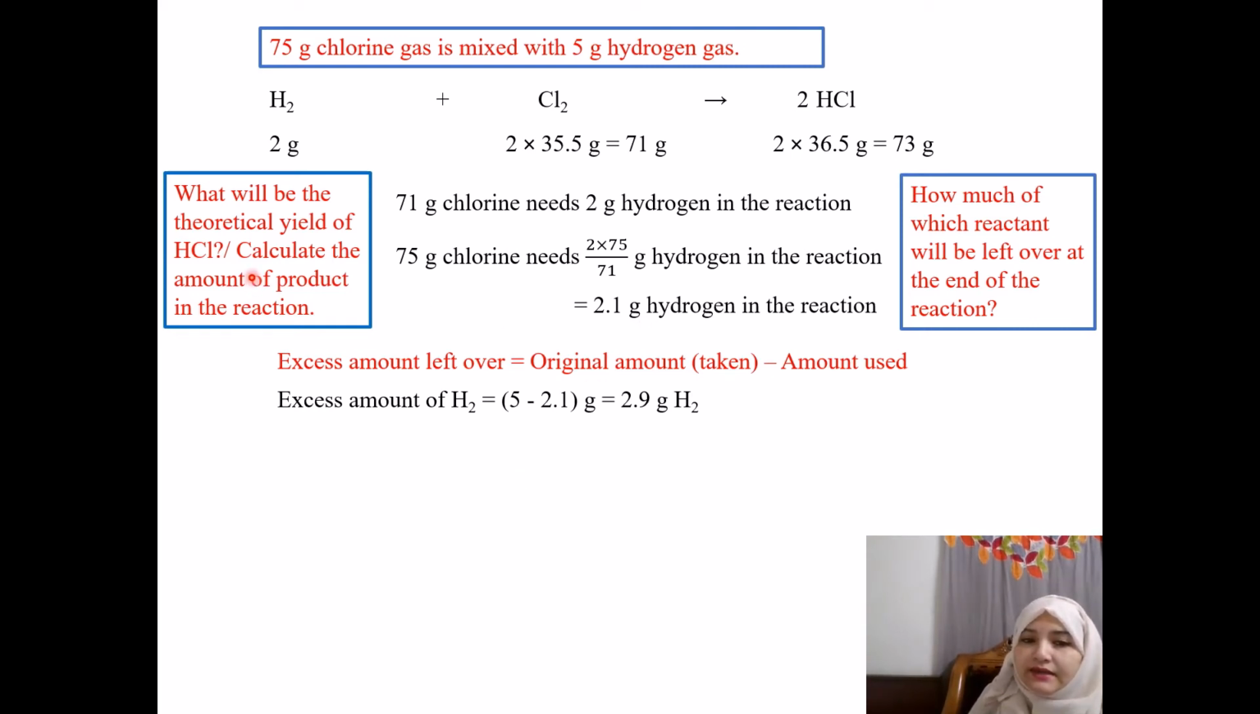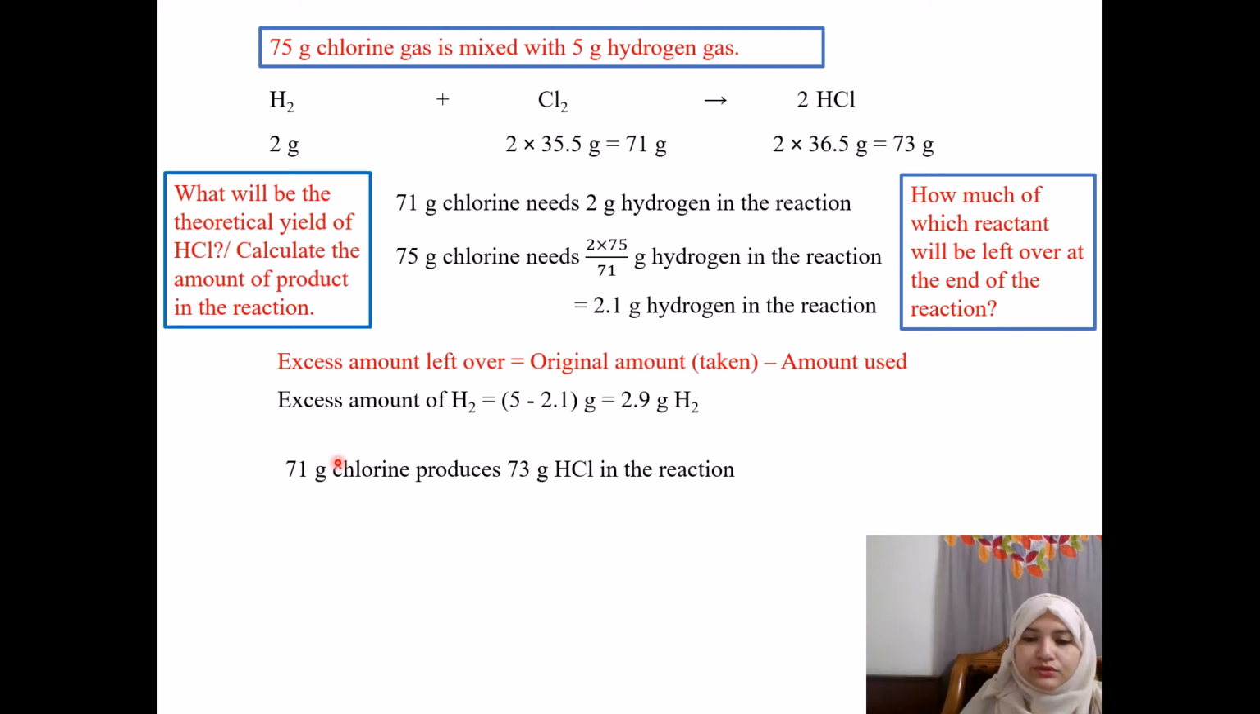Okay, and that means what will be the maximum amount of product in the reaction. And we know our maximum product depends totally on the amount of limiting reactant. So we use the amount of limiting reactant for calculating the amount of product.